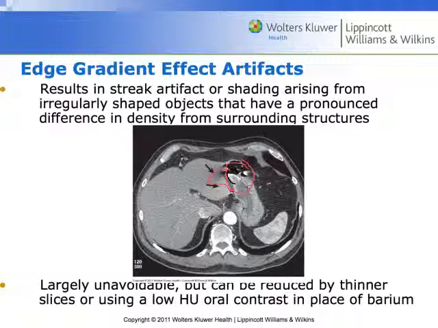right? Very, very faint artifact, but it's a streak artifact or a shading area arising from irregular shaped objects that have pronounced differences in density, right? So the air and the barium in the stomach were much different than the Hounsfield units in the liver. So now it's shaded some of that difference into the liver.